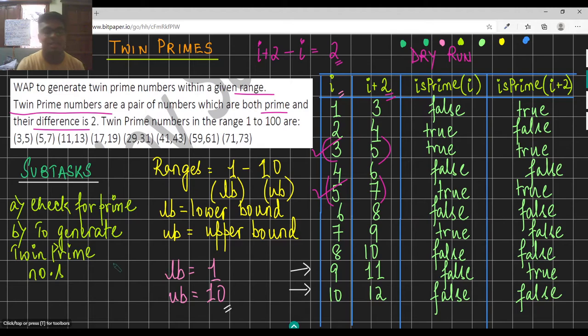And this is the reason why, while generating twin prime numbers, we have to check numbers from LB to UB minus 2. Right? This is the range in which we need to check for twin primes. Now, I guess some of you have understood why we are skipping the last two rows, and some of you might still be confused. And for them, I have another example.